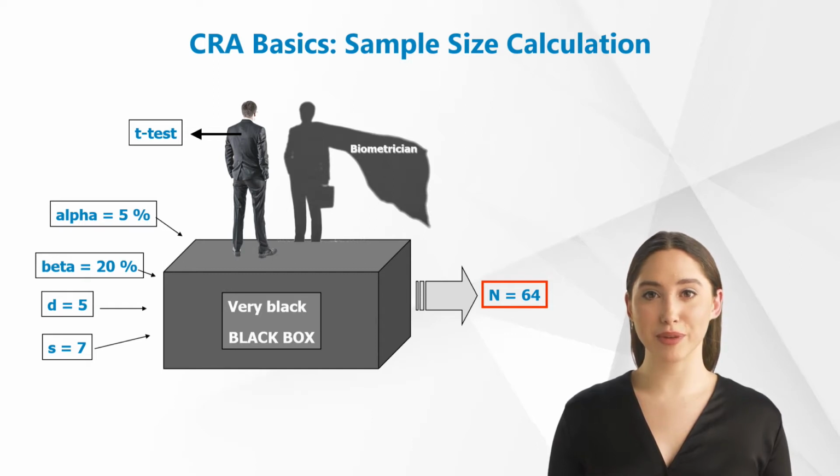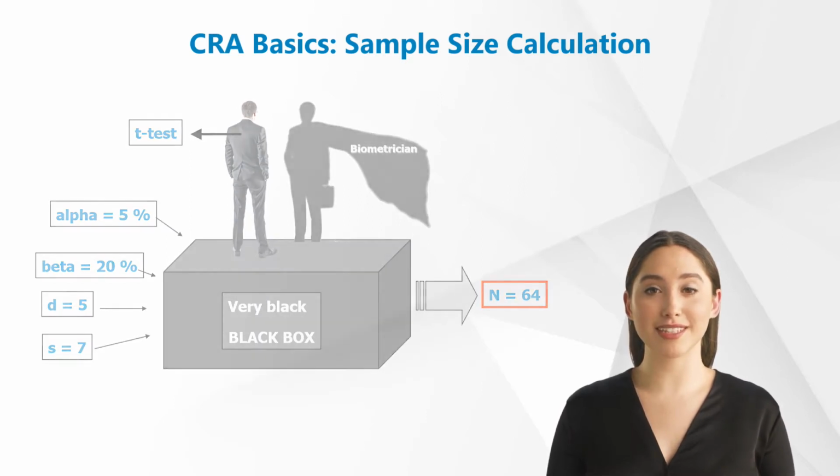In our example, an alpha error of 5% is acceptable, which means false positive results occur with a probability of only 5%. The definition of the beta error of 20% means the probability of discovering a real effect is 80%. The difference of interest is 5 units with a standard deviation of 7. Consequently, the black box calculates a sample size of n equals 64.